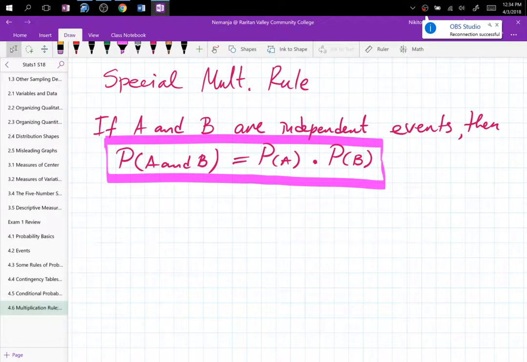And believe it or not, everything that is around us is just a probability, going all the way down to particle physics and so on. It's all probability driven. So now we have the independence and this special rule.